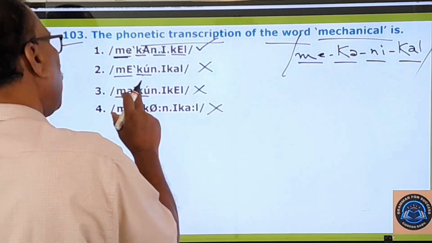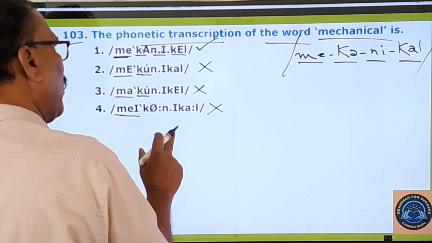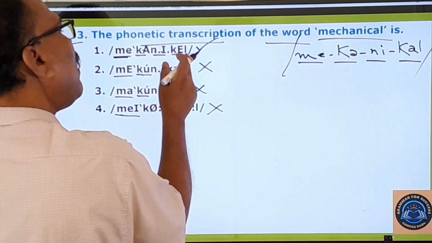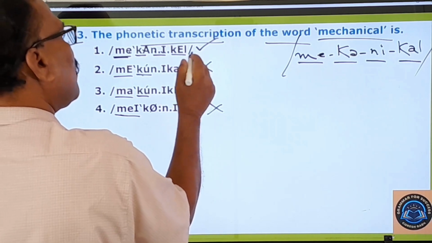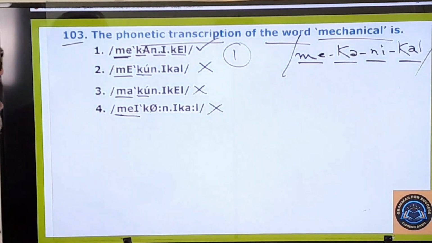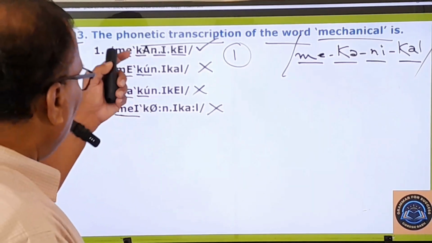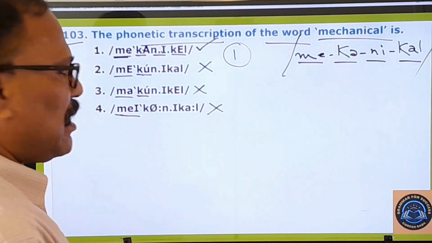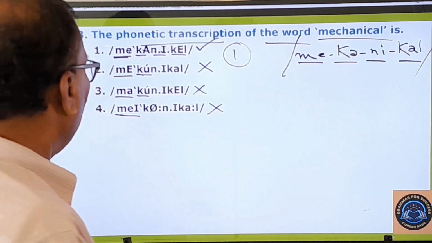So second one, third one, fourth one are absolutely wrong, and only the first one is the right one. Mechanical. So here this is the right option. Okay, and this is how you have to answer the question. Okay, right. And now let's move on to 104th question.